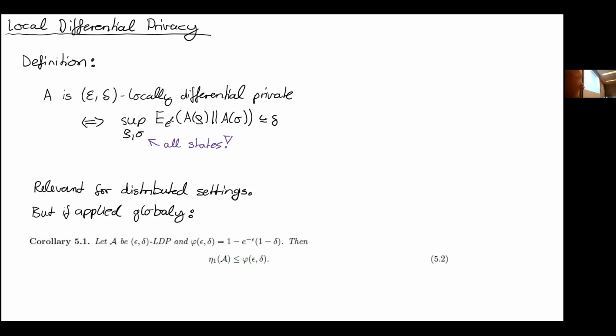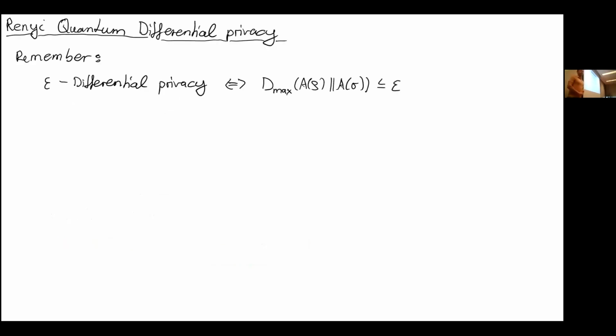Okay. And with that, I want to come to Rényi differential privacy, which in the classical setting has really found lots of applications. So I'm hoping that the proper quantum generalization of this will also help quantum computer science to really get a better handle on differential privacy.